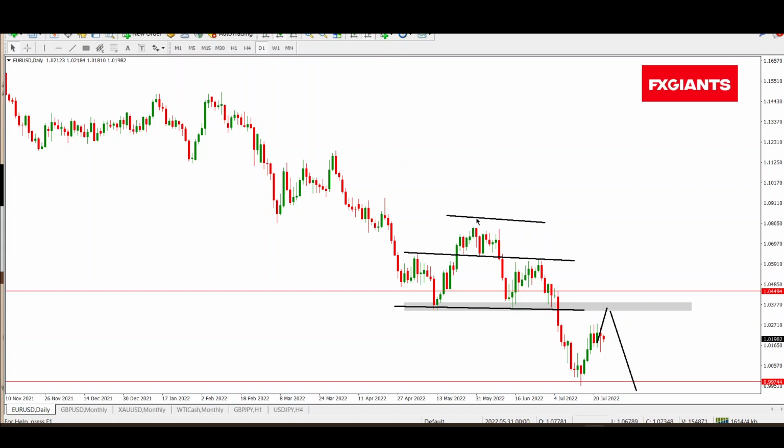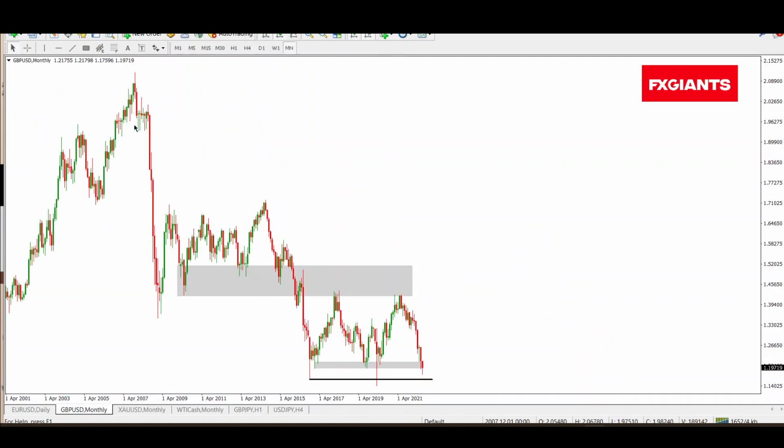And until this daily high is taken out, that is this point here, this shoulder, my bias remains bearish until that point is taken. But if for any reason that point is taken, then we can begin to look for higher prices. So that's it. Euro USD. Let's move to GBP USD quickly.